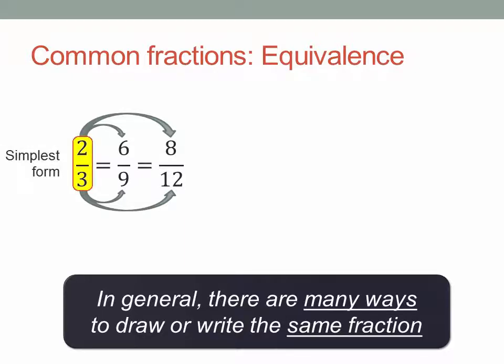The simplest form of a fraction is the one where there are no common factors of the numerator and the denominator. In this case, it's 2/3. 6 and 9 have a common factor of 3. 8 and 12 have a common factor of 4. In each case, divide both top and bottom by that common factor, and you'll arrive at the simplest form, 2/3.